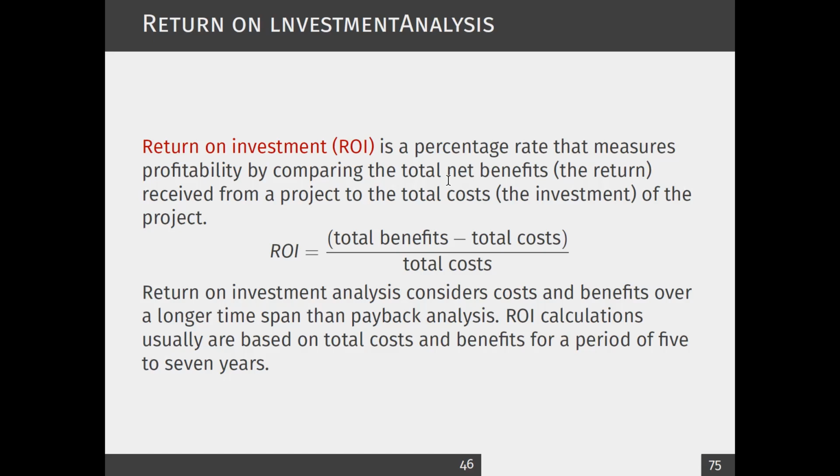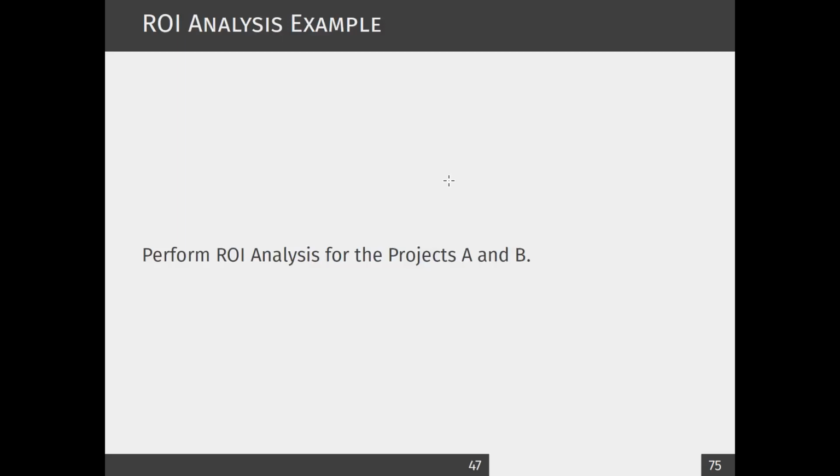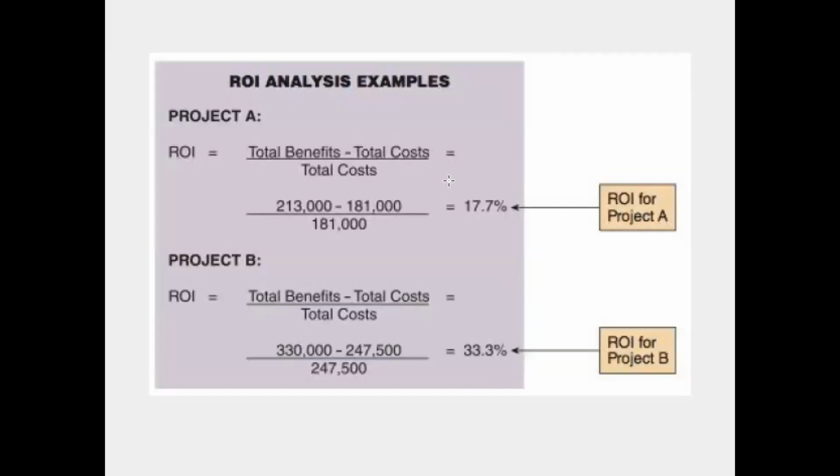And then when you say ROI calculation, you usually base it on total cost and benefits, right? And it depends on the time limit. Period could be 5 to 7 years. Right. Now let's look at how to perform ROI analysis. For this one, we have to talk about the total benefits, and then you have to subtract total cost and divide by total costs, right?